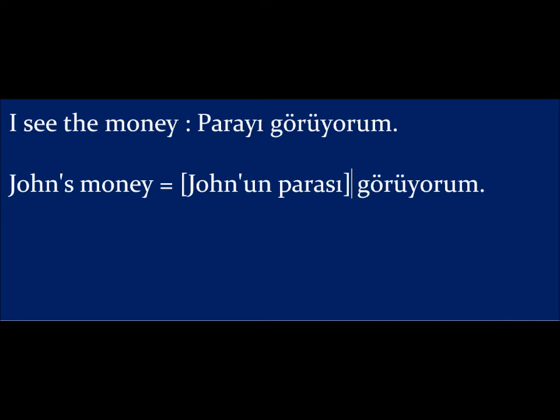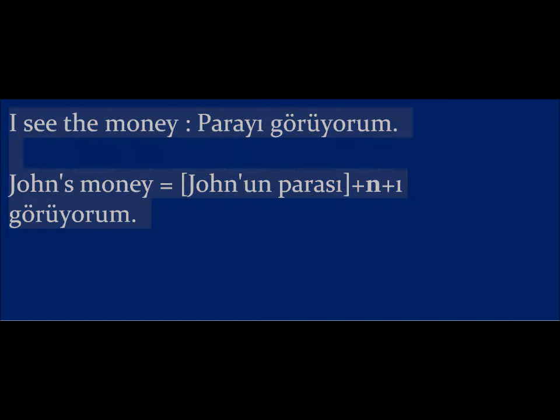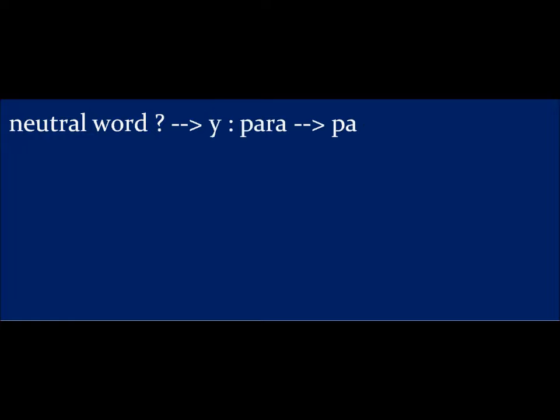I don't just add y, because parası ends in a vowel. Well, I could do that basically, but we don't do it. If the direct object is a genitive form, like John'un parası, someone else's something, then in this case we add n. Okay. So this seems a little complicated maybe, but if we sum up, the rule is: if the word is neutral, as in it didn't receive any accusative or dative suffixes, then you add y, like para becomes parayı.